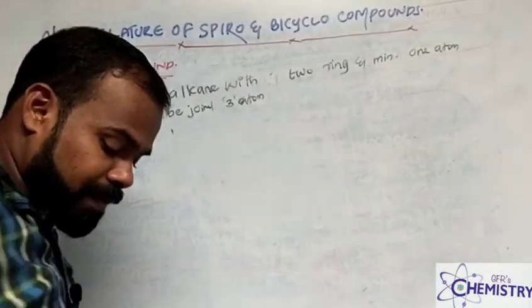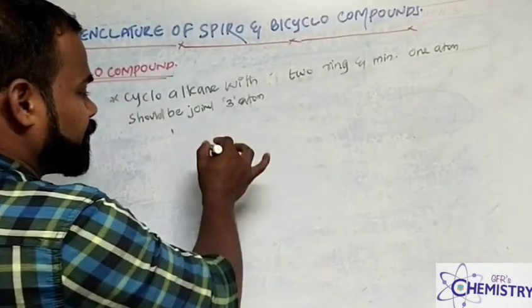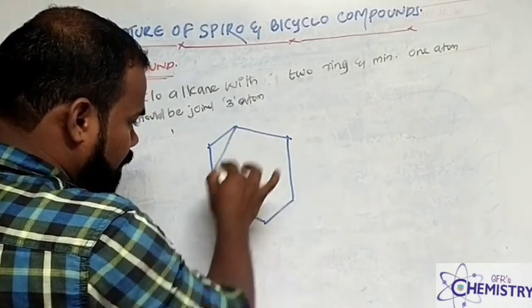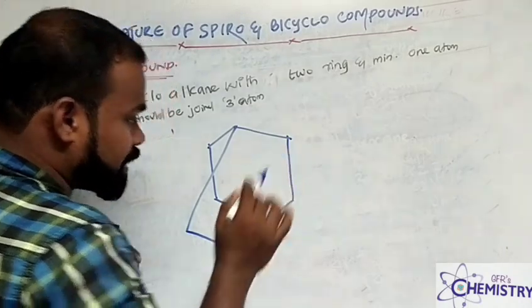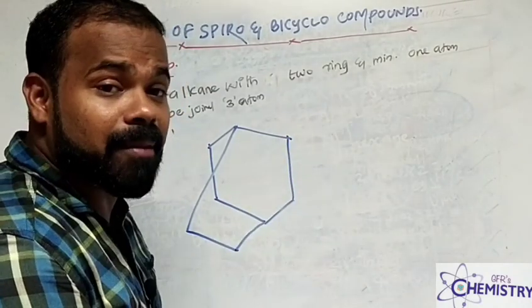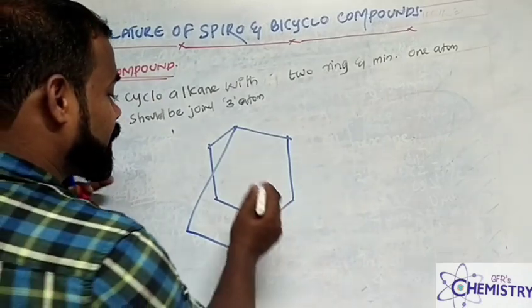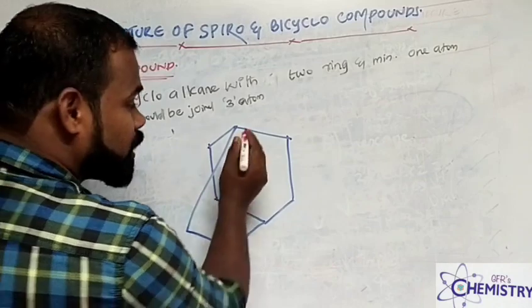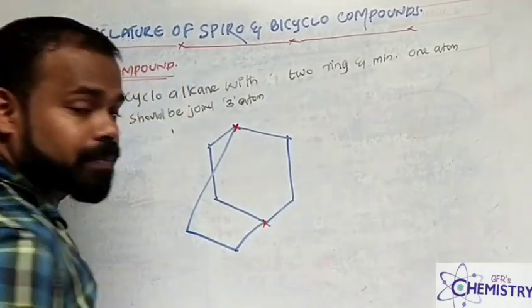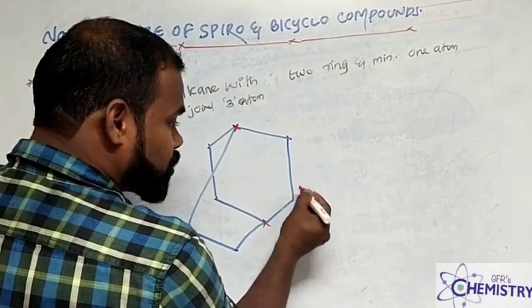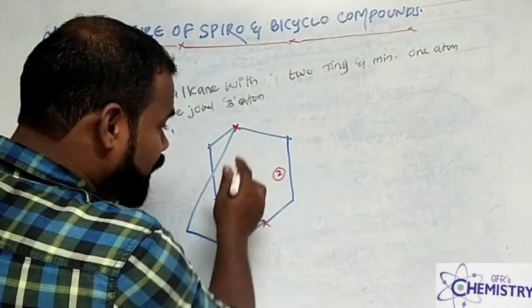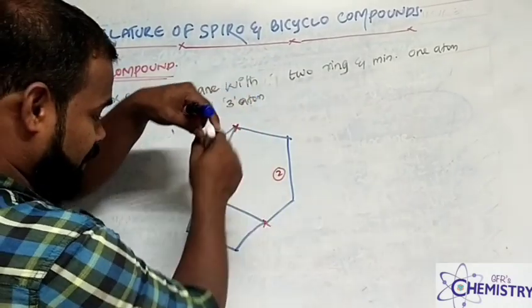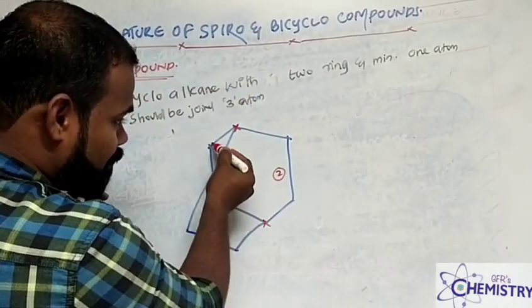Listen here, next one. If you get a structure like this, first check which one is a bridge carbon. Bridge carbon means 3 lines passing. Here, if you take this one, 1, 2, 3, 4, therefore this is not a bridge. This one is a bridge, and this one is also a bridge. Now this side has 2 carbons. This side is like this actually, here 1 and here 1, 2. Back side, 1 and 2.